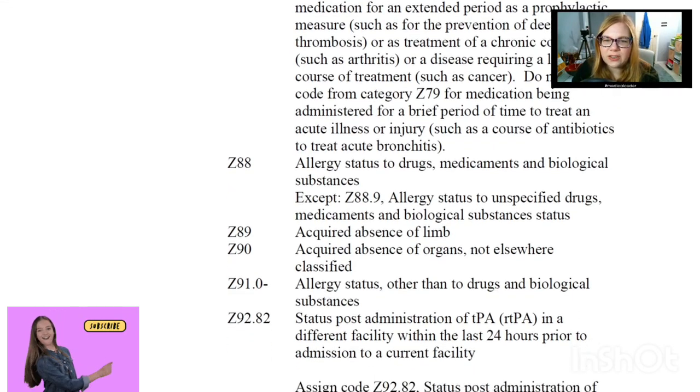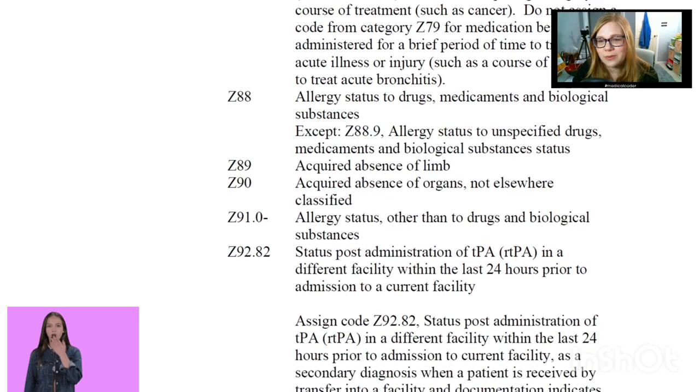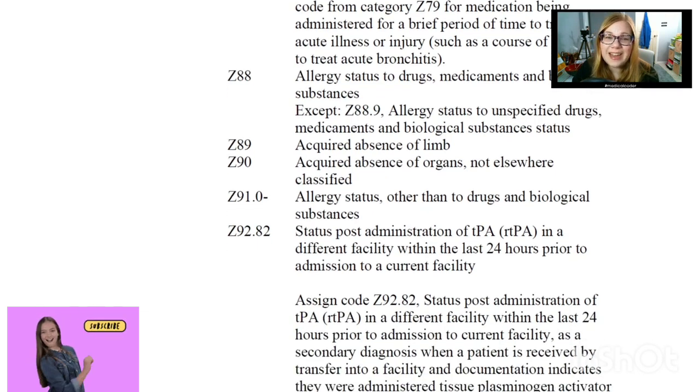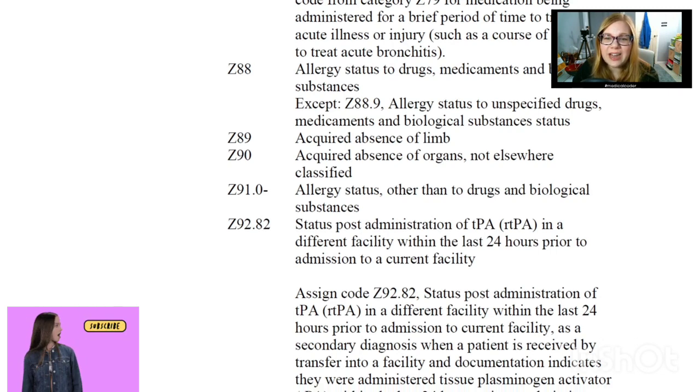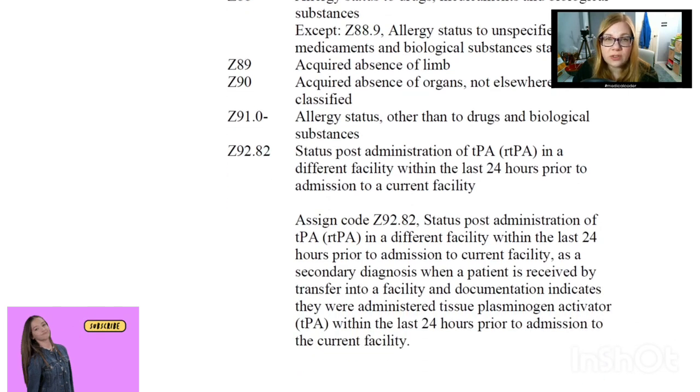Z88 is allergy status to drugs, medicaments, and biological substances, except for Z88.9, which is allergy status to unspecified drugs, medicaments, and biological substance status. Z89 is acquired absence of a limb. Z90 is acquired absence of organ, not elsewhere classified. Z91.0 is allergy status other than to drugs and biological substances.